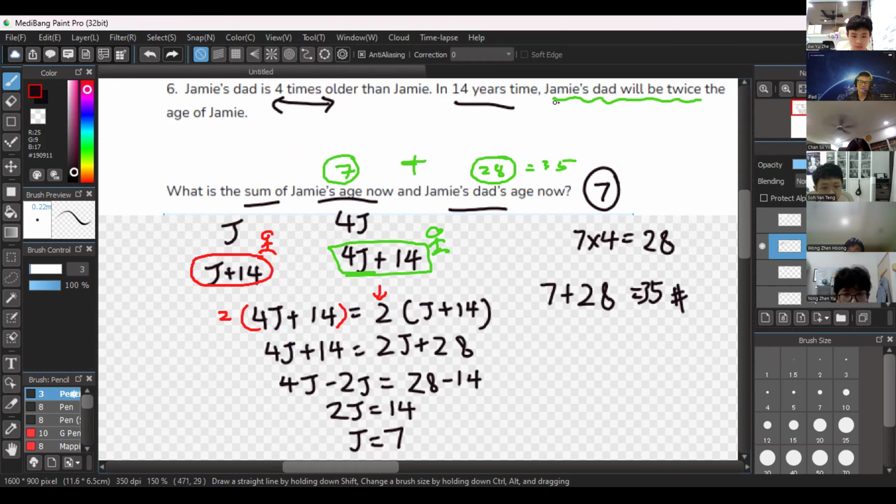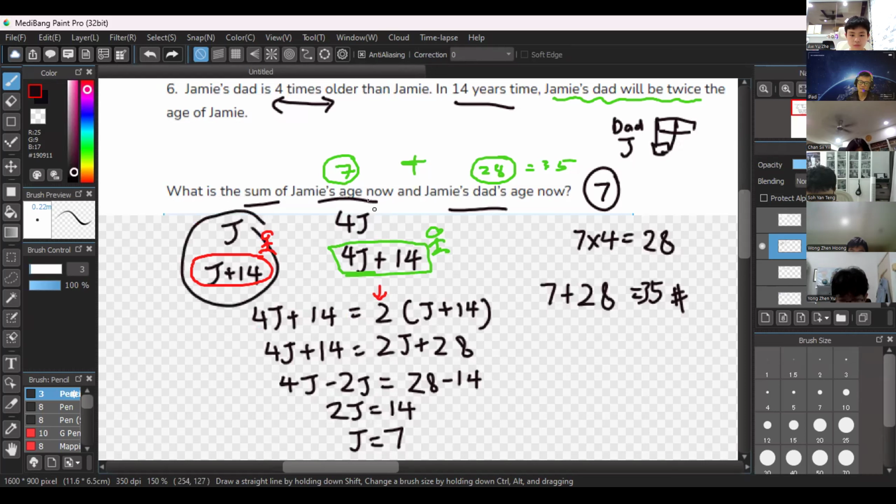Because here it says that Jamie's dad will be twice the age of Jamie, so that means Jamie will be half the age of his dad, and his dad will be twice the age of Jamie. So that's why we put the 2 on this side and not his dad's side. Yes, thank you. Thanks for explaining.